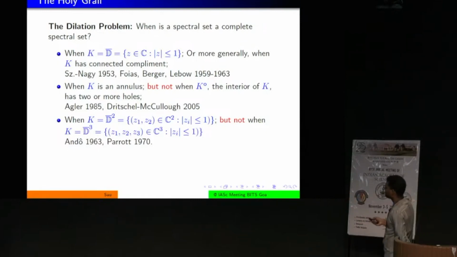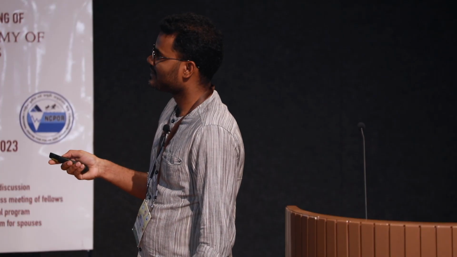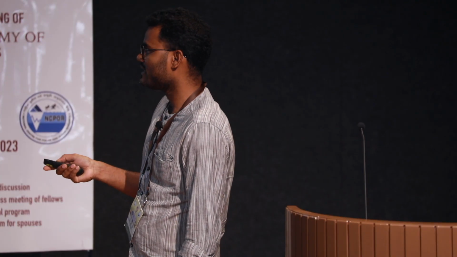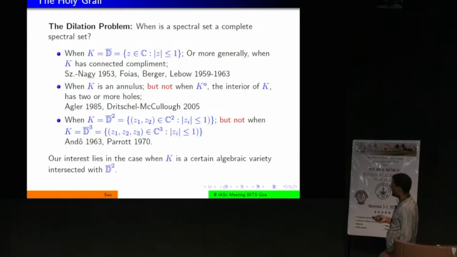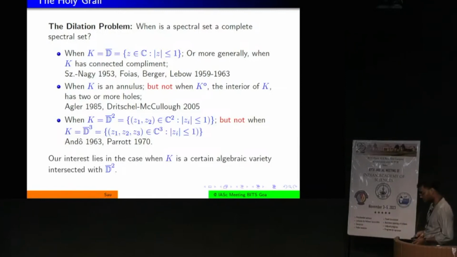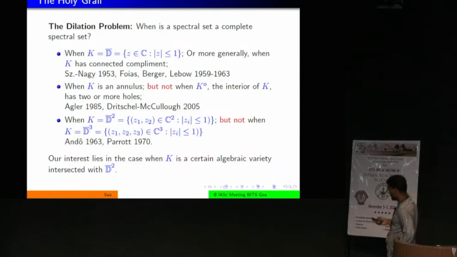When K is a bidisk, then also it's a spectral set. Whenever it's a spectral set, it's a complete spectral set, but not when K is the tridisk. This is the tridisk, a Cartesian product of the disk 3 times. So you see, when K is a disk, it's affirmative. When K is the bidisk, it's affirmative, but it fails for the tridisk onwards. So it has a rather mysterious history of successes and failures. Our interest lies in the case when K is an algebraic variety intersected with the closed bidisk.